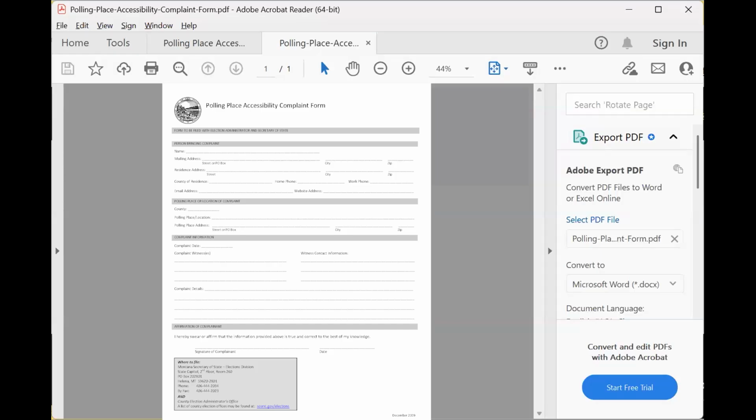Some of it is good enough that I can make sense of it. Some of it is not, right? But probably the biggest problem with this is the simple fact that I can't fill it out. Even if the text were reading out correctly to me, there's no way I could actually type into this document.